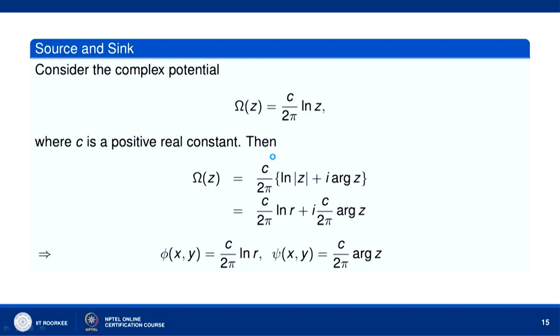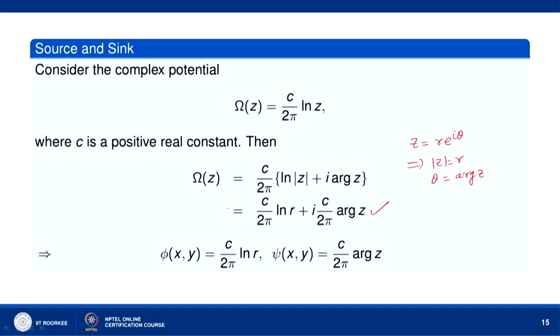Consider the complex potential omega of z equal to c over 2 pi ln z, where c is a positive real constant. Then omega of z is equal to c over 2 pi, and let us write the polar form of the logarithmic function of z. We can write it as ln mod of z plus i argument of z. So omega of z equals c over 2 pi ln r, taking z as r e to the power i theta, which implies that mod of z is equal to r and theta equals the argument of z. So, using the polar form of the complex number z, we have c over 2 pi ln r plus i c over 2 pi argument of z.